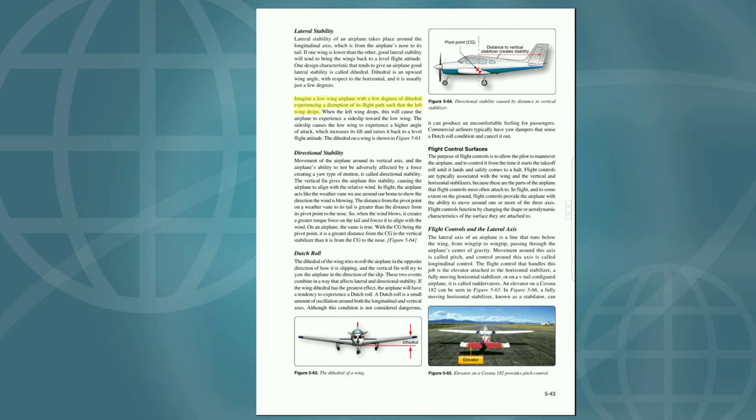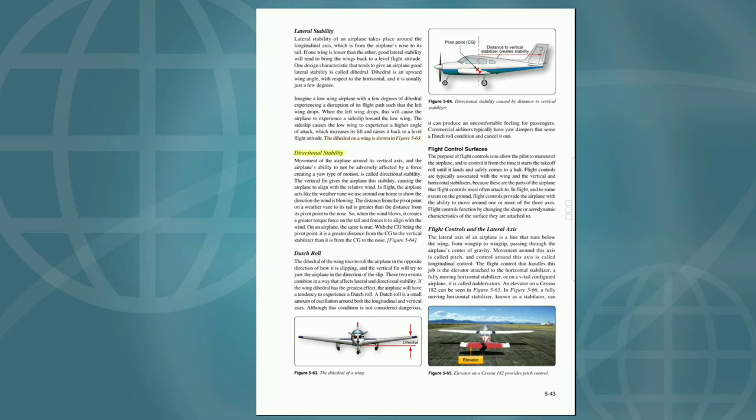Imagine a low-wing airplane with a few degrees of dihedral experiencing a disruption of its flight path such that the left wing drops. When the left wing drops, this will cause the airplane to experience a side slip toward the low wing. The side slip causes the low wing to experience a higher angle of attack, which increases its lift, and raises it back to a level flight attitude. The dihedral on a wing is shown in Figure 5-63.